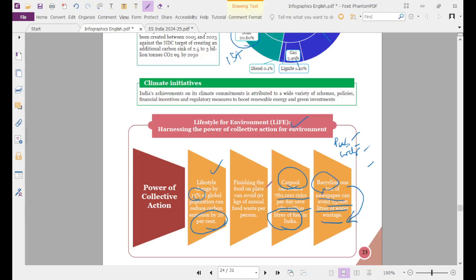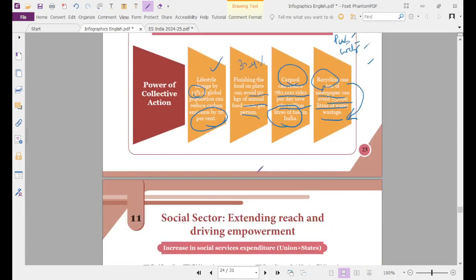It is said that finishing the food on the plate can avoid 90 kgs of annual food wastage per person. Can you imagine? We talk about how 30 to 40% of the world is poor and cannot afford three meals of food, and the wastage of food can impact like this. So it is all the conscious living perspective that is to be taken care of.